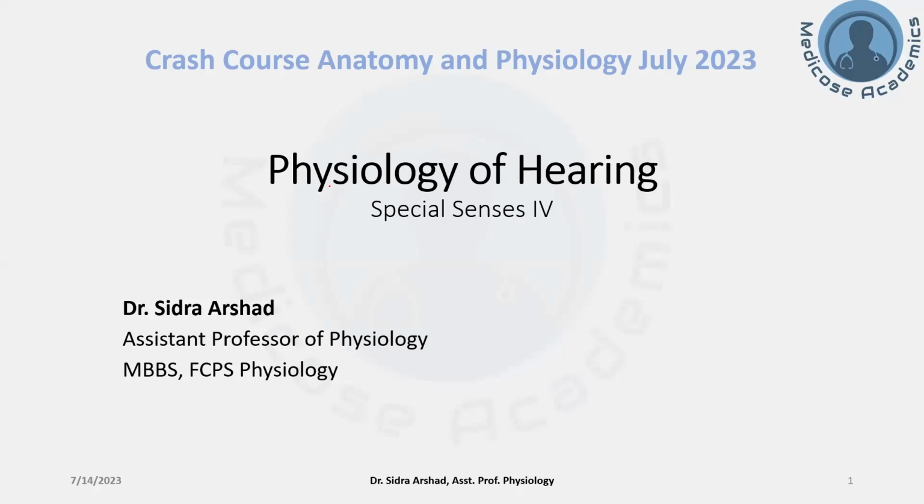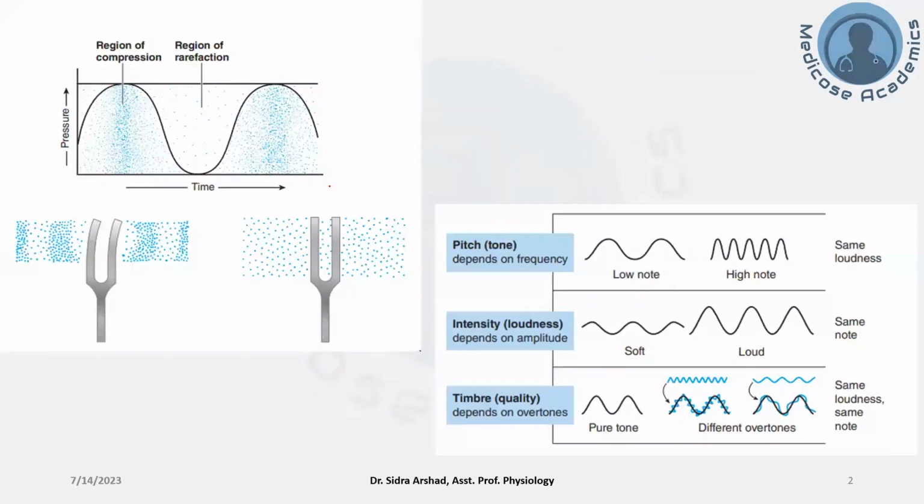The topic is physiology of hearing, and I shall start by briefly describing the physics of sound waves. So sound waves are longitudinal waves. They are composed of regions of compression and regions of rarefaction, then followed by regions of compression and so on. So when a tuning fork is made to vibrate, immediately next to the prongs, there is going to occur a region of compression, followed by a region of rarefaction, then another region of compression, and so on.